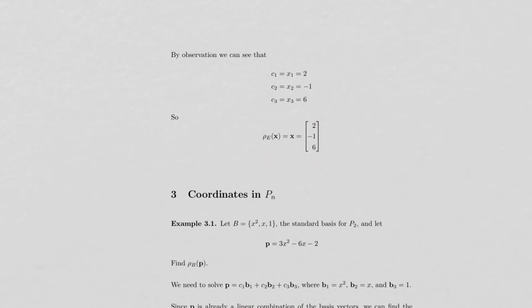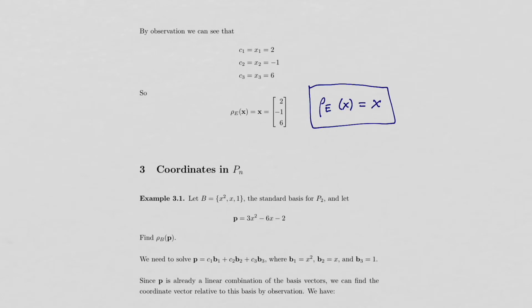This is an important example, and we can generalize it like this. If E is the standard basis for Cn, the coordinate vector of any vector x in Cn relative to the basis E is simply that vector x itself. We say that we can just observe coordinate vectors relative to the standard basis, and this is in fact one of the reasons why it's called the standard basis.